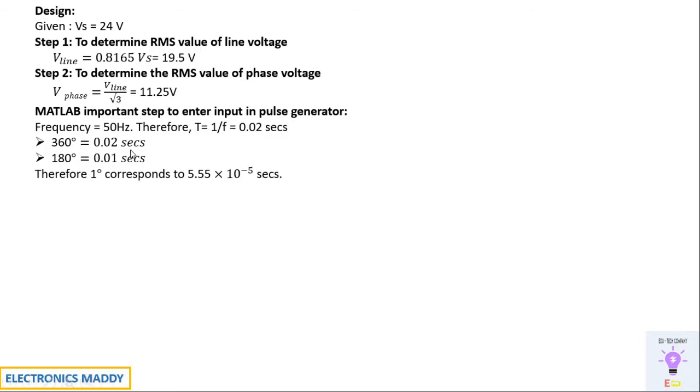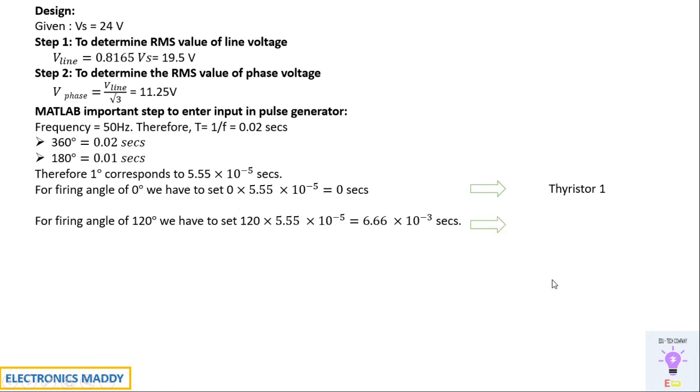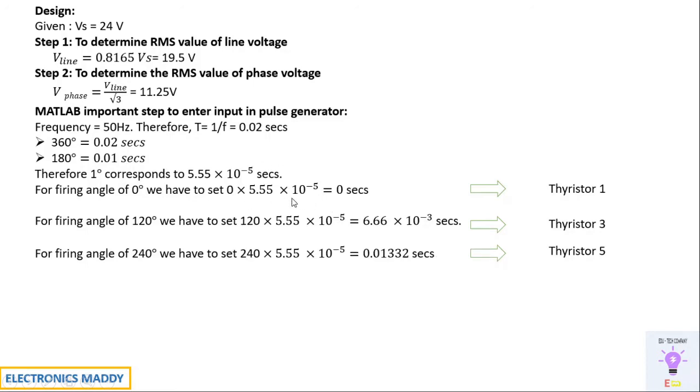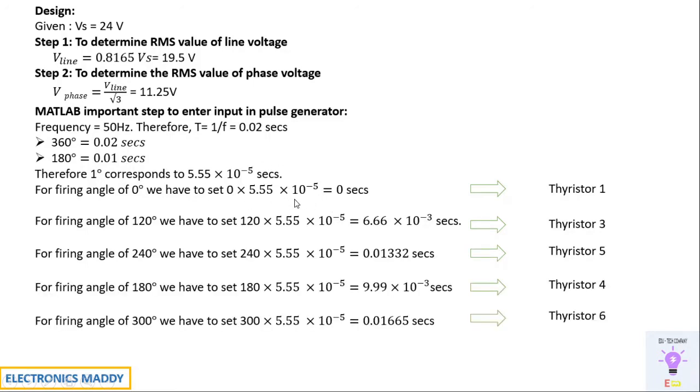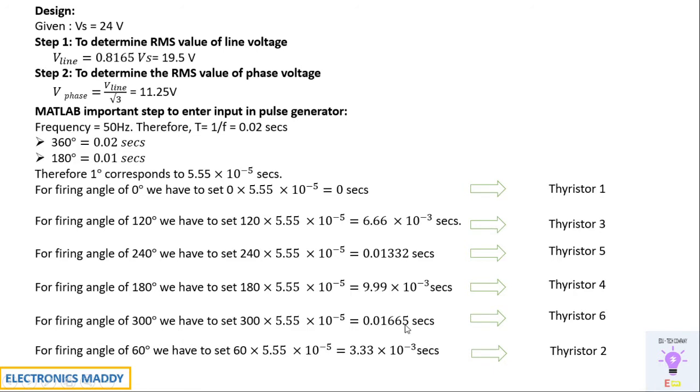For 360 degrees, it corresponds to 0.02 seconds. However, for 180 degrees it is half of it, that is 0.01 seconds. Therefore every degree corresponds to 5.55 times 10 to the power minus 5 seconds. So thyristor 1 is triggered at 0 seconds and thyristor 3 is triggered at 120 degrees, and this is the value that we have to enter. We'll be multiplying it with the factor that is there. Similarly, we'll do it for thyristors 5, 4 and 6 and at last thyristor 2.